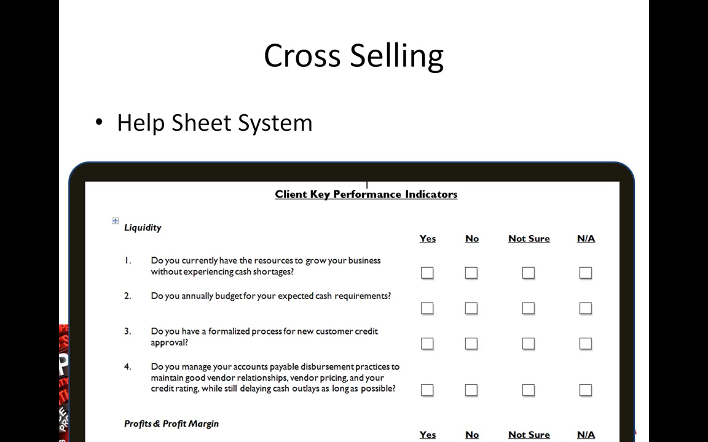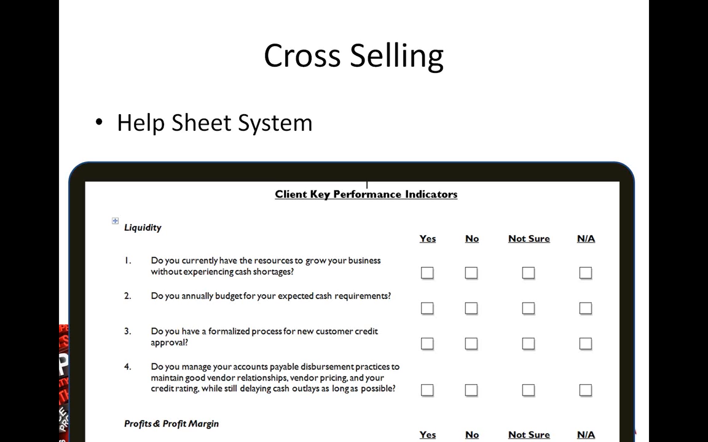So that could be one of the ones here where we're talking about client key performance indicators for one of our business clients. Do you currently have the resources to grow your business without experiencing cash shortages? Yes, no, unsure. The goal is for the client just to go through and tick any of those boxes, because any of the no's and not sure's are talking points. So rather than us having to bring up cash flow planning, if the client ticks no or not sure on any of those, the client's already thinking about cash flow planning.